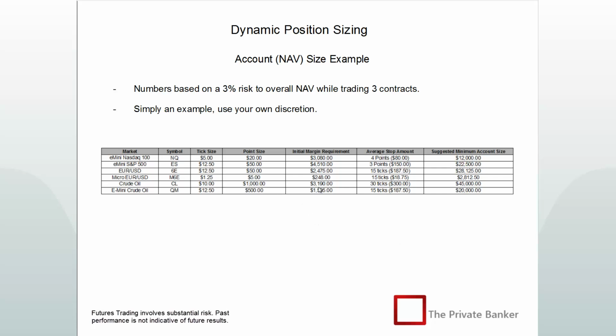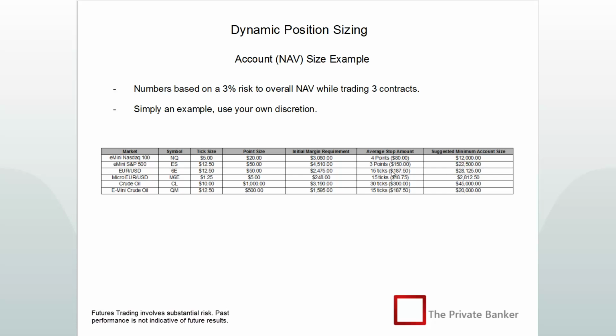Again, margin requirements, I'm not sure if that's up to date or not, but the average stop amount, let's say it's around 30 ticks or $300 a contract. To trade 3 of those contracts, you should probably have about $45,000 in your account. Again, that 3% risk amount.